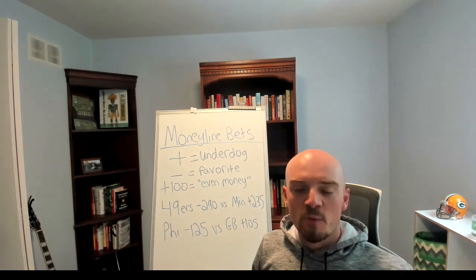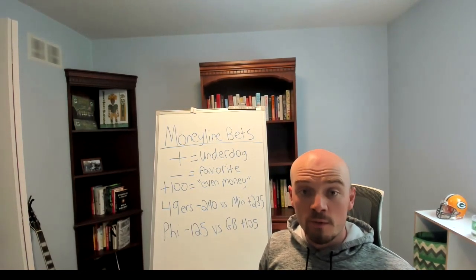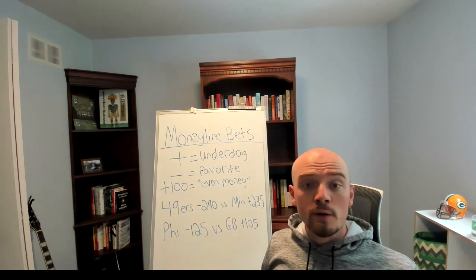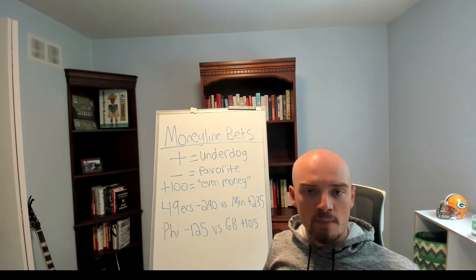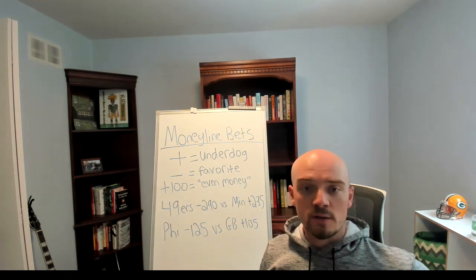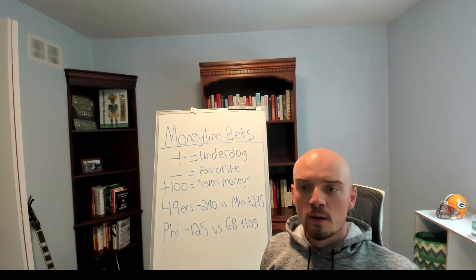All right, in today's Sports Betting 101 video, we're going to be going over one of the most popular bet types, the moneyline bet. A moneyline bet is just a bet on who's going to win that game outright. It doesn't take into account the point spread or total points scored or anything else. It's just who's going to win the game.